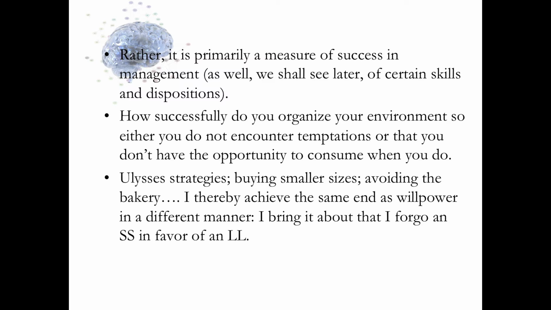Another way to do it is to change the payoffs such that it's just less likely I'm going to find the smaller, sooner reward as tempting. For those who know Ainslie's work, you can think of this as ensuring that your discount curves don't cross by making sure that the smaller, sooner reward has a lower value. How do you do that? A variety of different ways of doing that.